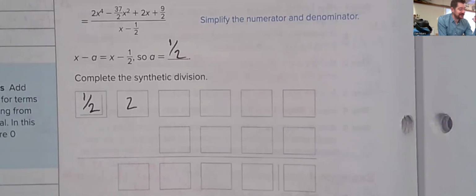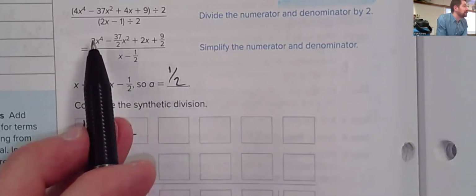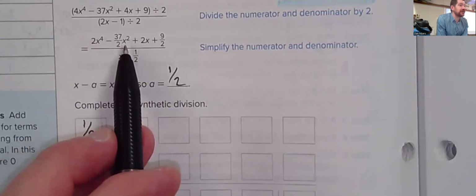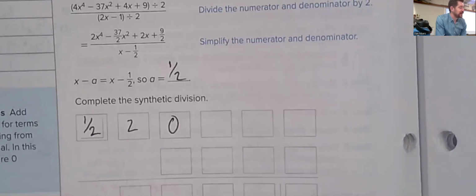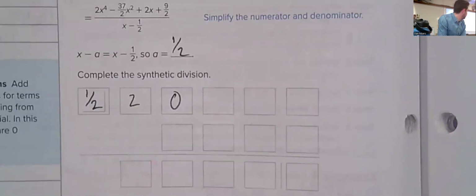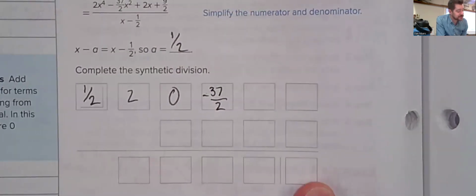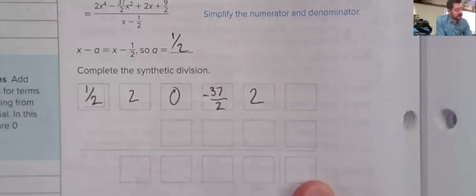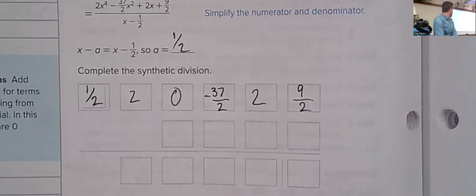How come? There is no cubed here. Good looking out, Cassidy. So we go from 4 to 2 here. There is no coefficient with x cubed because there is no x cubed. Therefore, we need a placeholder of 0. Then what? Negative 37 over 2. Make sure the negative is with it. Negative 37 halves. And then 2, followed by 9 halves. All right. So that's what we got there.